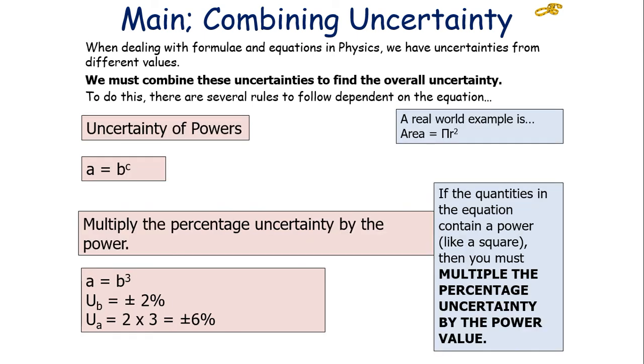Now, if you have a power in your equation, for example, area equals pi r squared, what you've got to do is multiply the percentage uncertainty by the power. Let's say, for example, we were working out volume, and volume equals length cubed, and you know your percentage uncertainty of length is 2%. Therefore you do 2% multiplied by the power value, which is 3, so it's 2 times 3, which is plus or minus 6%.